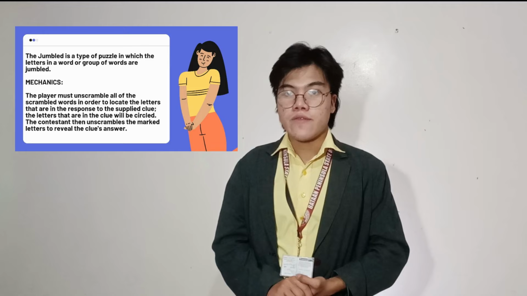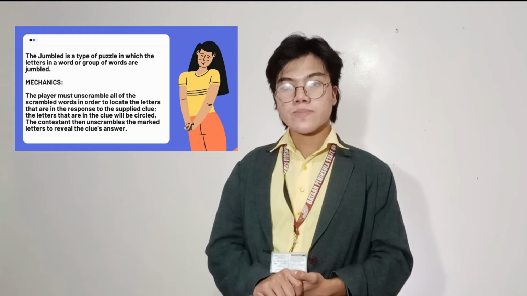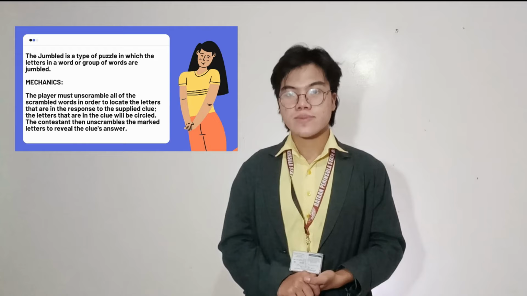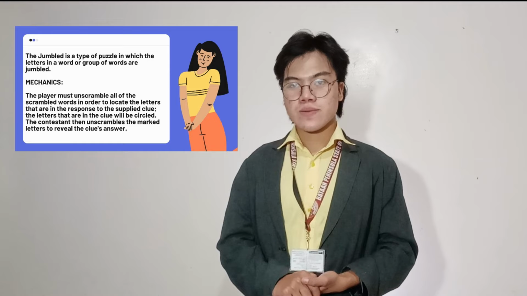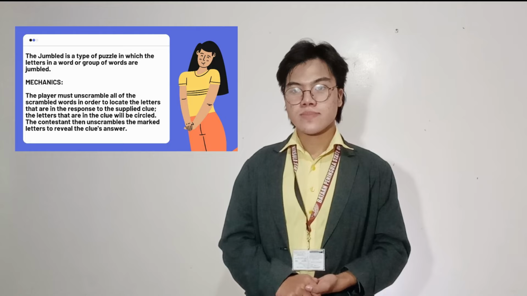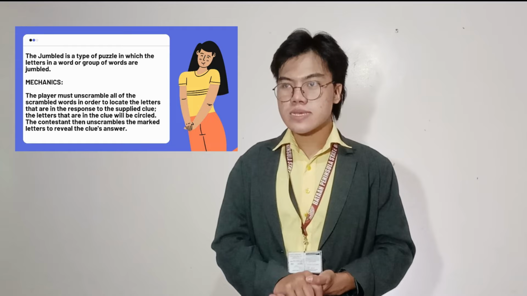And for the mechanics of the game, Miss Lagrimas, can you please read? Sir, the player must unscramble all of the scrambled words in order to locate the letters that are in the response to the supplied clue. The letters that are in the clue will be circled. The contestant then unscrambles the marked letters to reveal the clue's answer. Thank you, Miss Lagrimas. Now, since you know the mechanics of the game, let us proceed. Are you ready, class? Yes, sir. Since you are all ready, here's the first word.